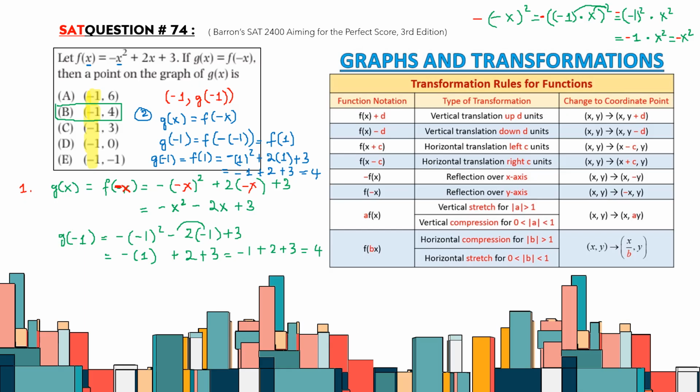The third method is to memorize the transformations. See, g of x is equal to f of negative x, so it is a reflection over the y-axis. You see that we have the negative x on the side right here. This is g of x, this is f of x. After f of x is transformed by the negative in front of x, you will have g of x, which in this case will be minus x, comma y.